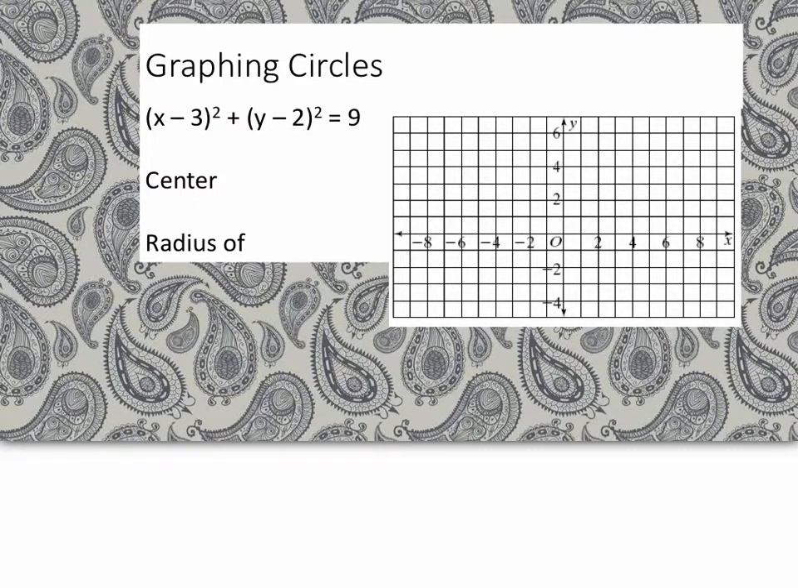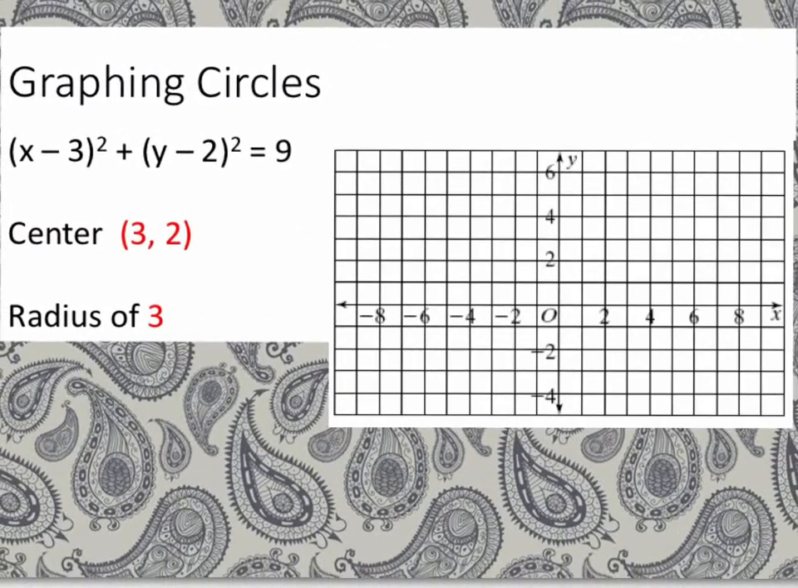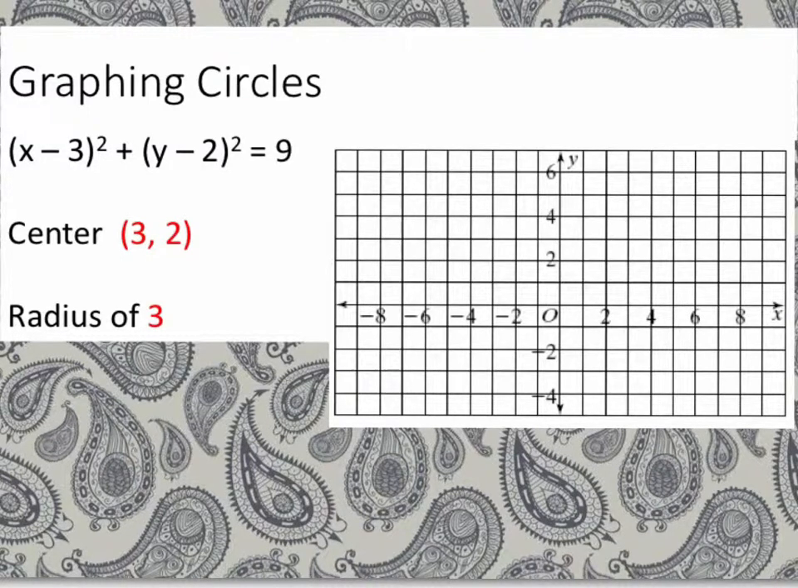Now let's display what those answers are. The center should have been 3, 2, and the radius is 3. So once we have the center and the radius, now we can begin graphing our circle. So I'm going to go ahead and enlarge this picture. There we go. So I can graph my circle.